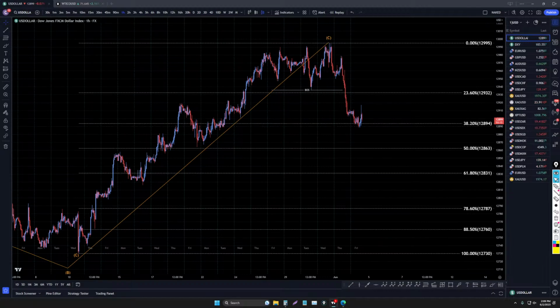Yeah, I'm not expecting too much out of the dollar. I feel like it's just going to kind of dilly around for the rest of the day. Maybe it'll make its way down a little bit. Maybe it'll just stay in a corrective mode. It's kind of hard to tell.